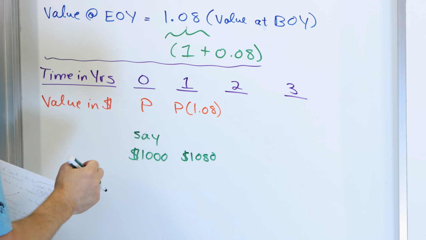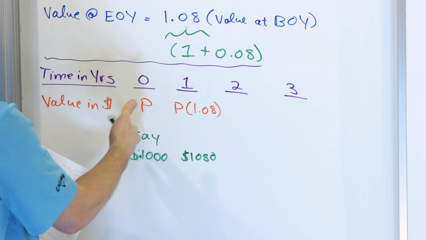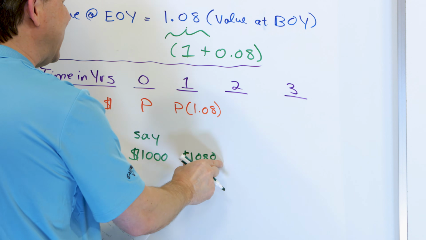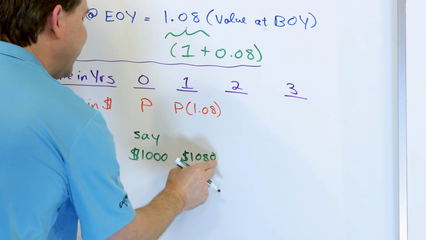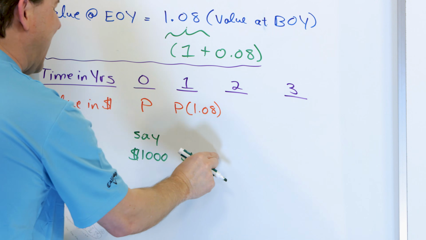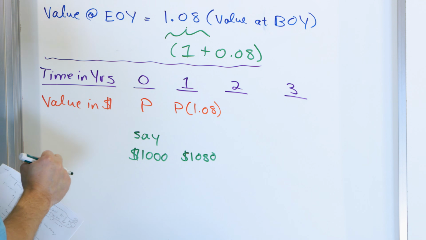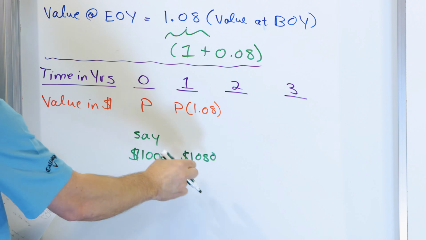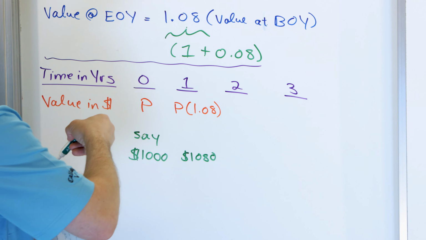So at the beginning of the next year, once the first year has happened, I no longer have $1,000 in the bank. I have $1,080 in the bank. The 1,000 is the money I started with, and the $80 is the free money, right? 0.08 times 1,000 is 80. So the free money is the 80, and I add them together, and I get $1,080.